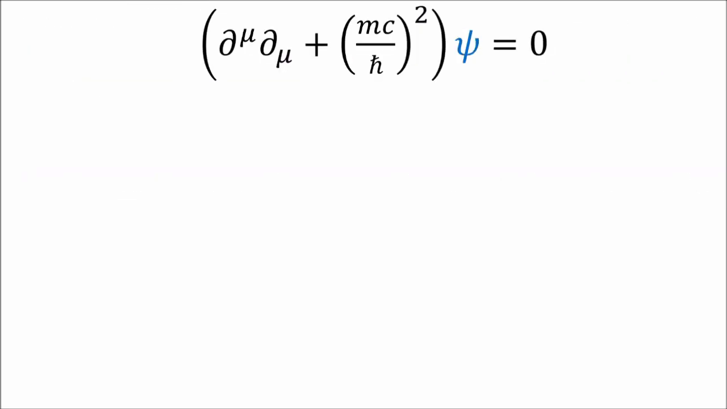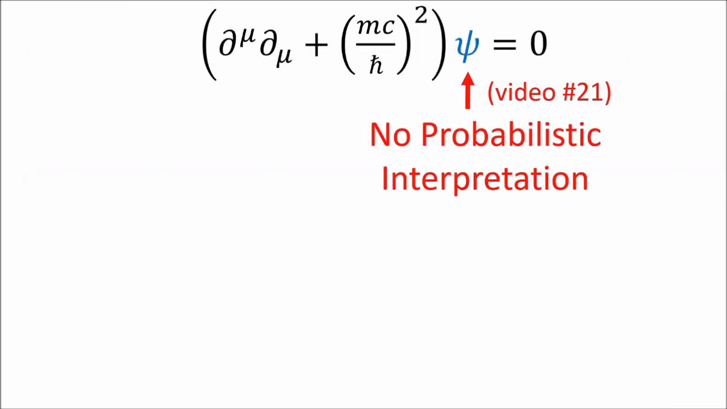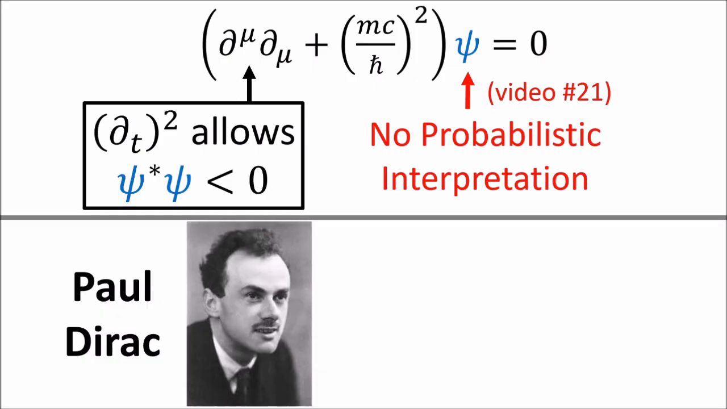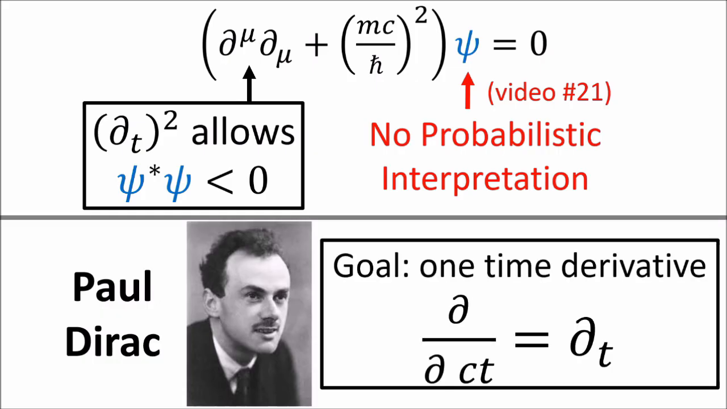As I covered in video 21, the Klein-Gordon equation does not have a probabilistic interpretation because the second time derivative allows probability densities to be negative, which doesn't make sense. Paul Dirac wanted to fix the Klein-Gordon equation by forcing it to have only one derivative in time, so that it could represent a meaningful probabilistic wave function.